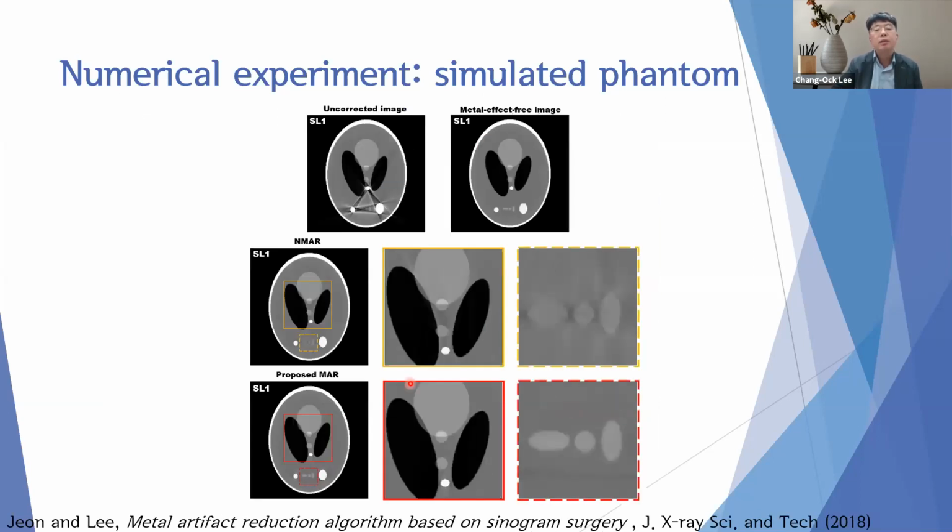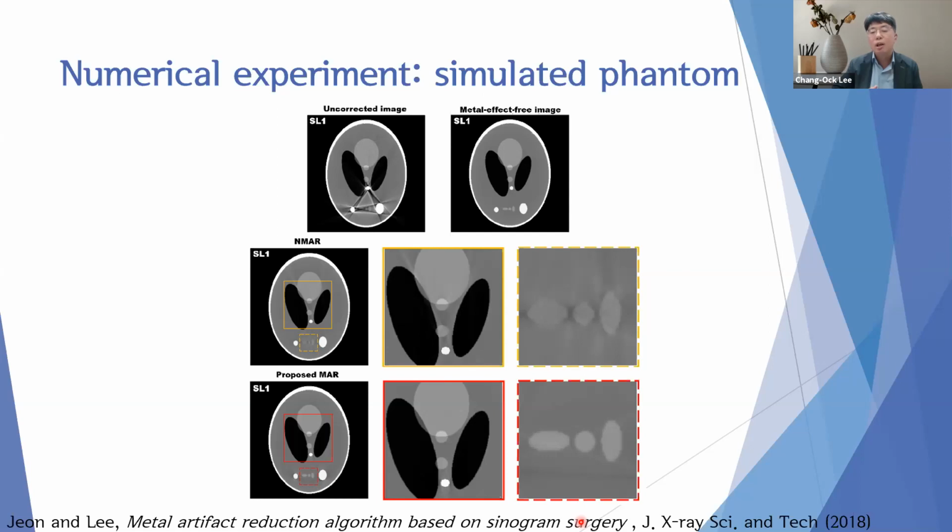And for another phantom, this is a Shepp-Logan phantom, which contains 3 metals. If you see these two metals, there is some material between them. This is the metal-free image, and you can clearly see the material between these 2 metals. The NMAR method shows this. If you magnify this small rectangle, it shows that. In our case, we get very clear images.